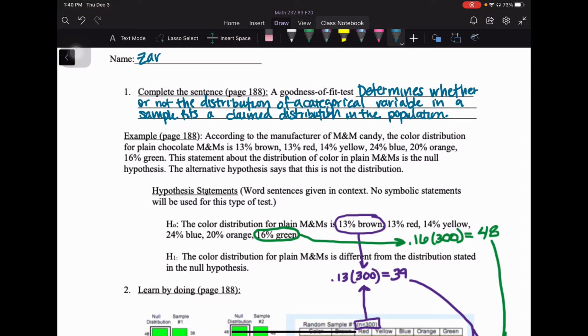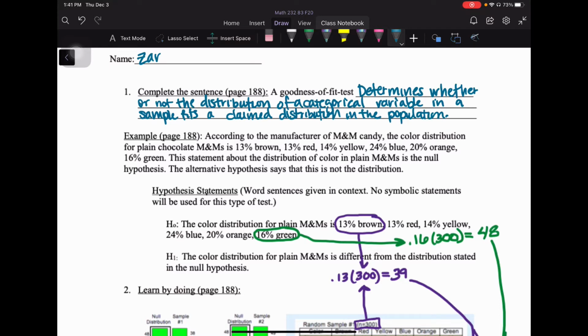Now, a goodness of fit test is actually a proportion test that deals with multiple proportions. When we're talking about a goodness of fit test, it determines whether or not a distribution of categorical variables in a sample fits a claimed distribution in the population. This example on page 188 talks about M&Ms.